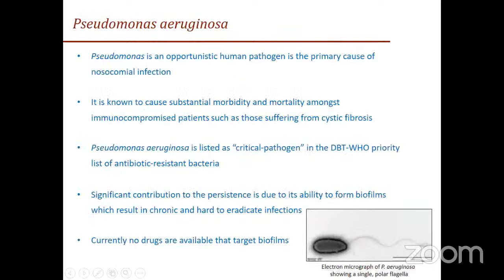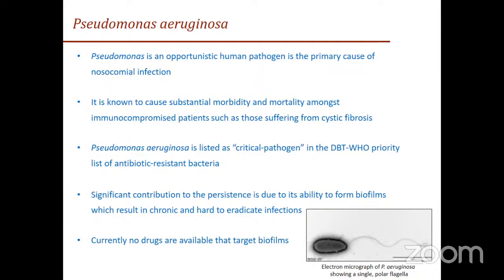It's an opportunistic pathogen, which is a primary cause of nosocomial infection, so it's the primary cause of hospital-acquired infections. And it causes morbidity and mortality among patients who have a compromised immune system, that is, those who are suffering from cystic fibrosis, or if there's a burn or wound infection. And this happens because it has a remarkable ability to form biofilms.